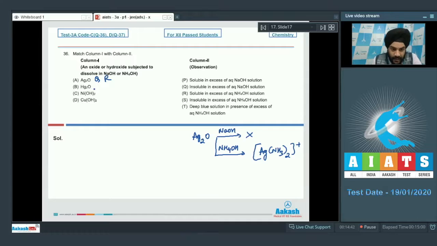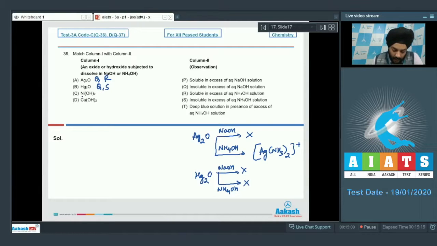If we talk about Hg2O, so Hg2O does not dissolve in either NaOH or NH4OH. So it is insoluble in NaOH and it is insoluble in NH4OH as well. So B has to be matched with Q and S.